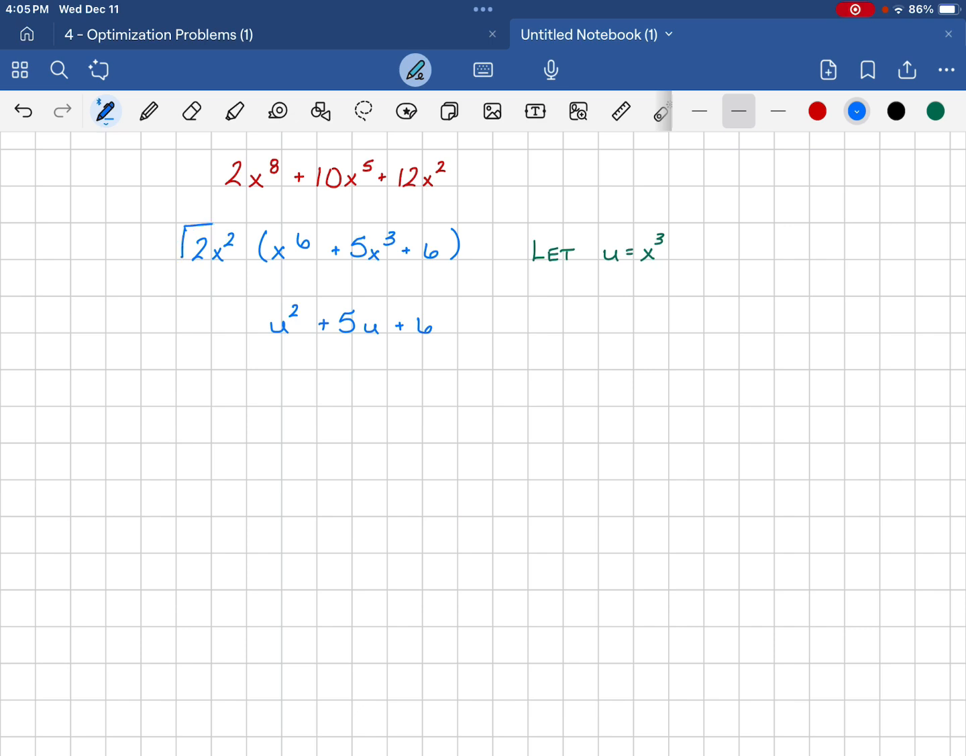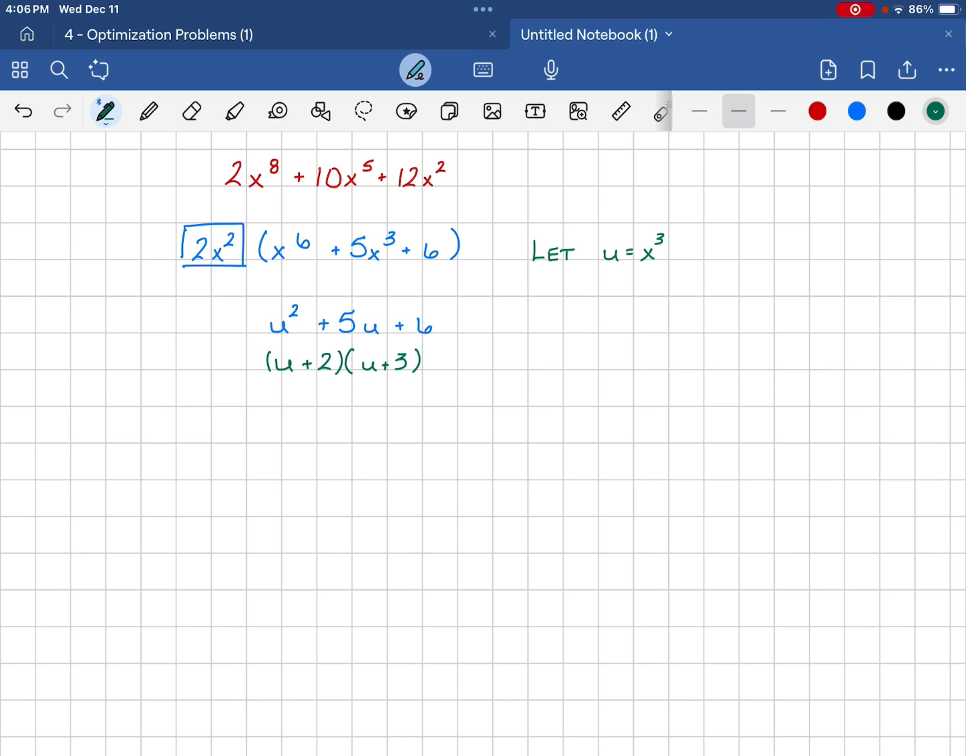I'm just going to put a box around this 2x squared to keep note of that for right now, because we are going to bring it back as part of our final answer. When you look at this u squared plus 5u plus 6, this is quadratic, and we can factor it. And it's going to factor nicely into u plus 2, u plus 3.